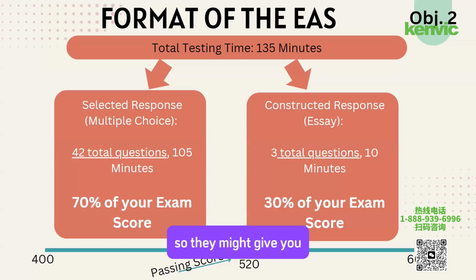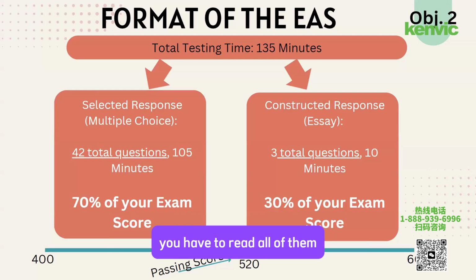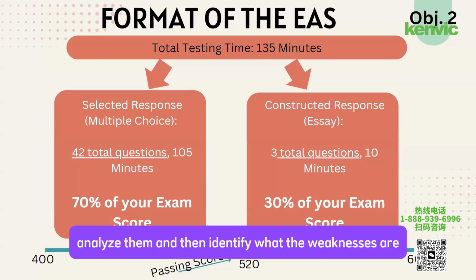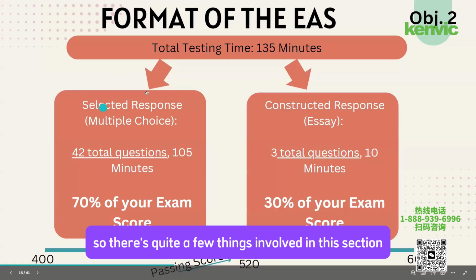So they might give you a sample lesson plan along with a journal entry from a teacher and then a work sample from a student. So they're going to give you 3 artifacts. You have to read all of them, analyze them, and then identify what the weaknesses are, and then respond to questions. So there's quite a few things involved in this section.